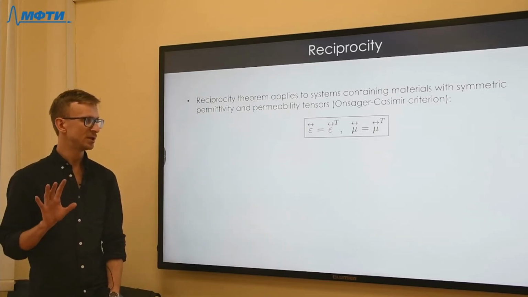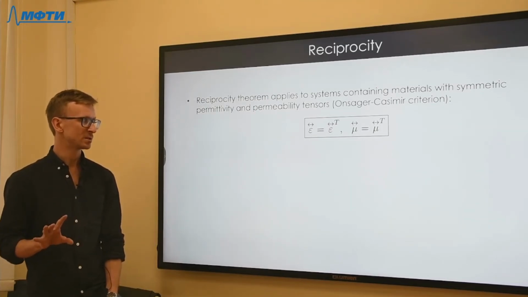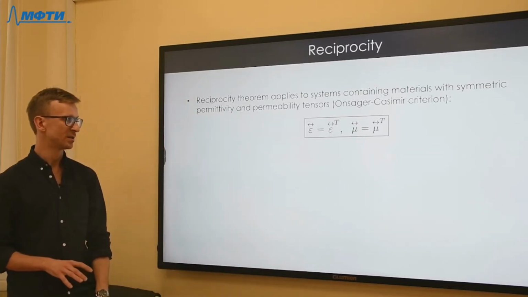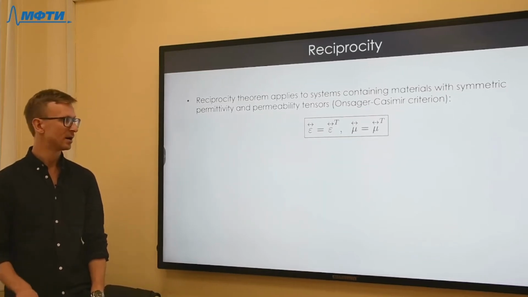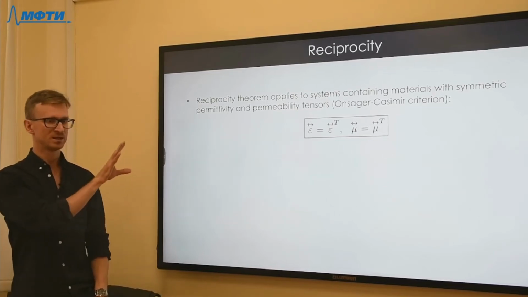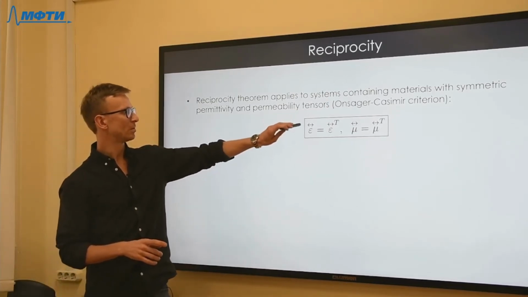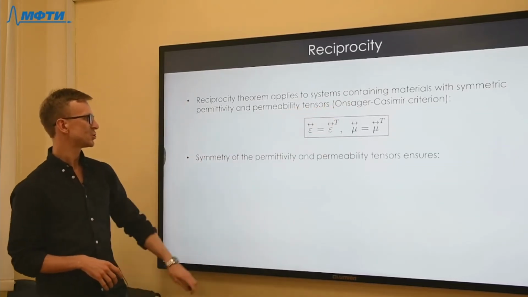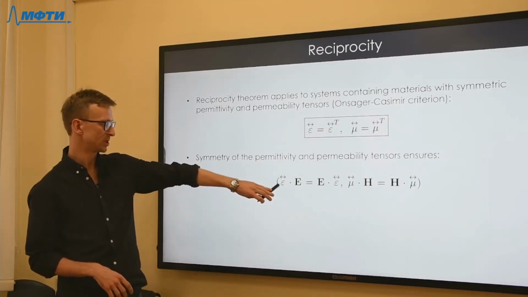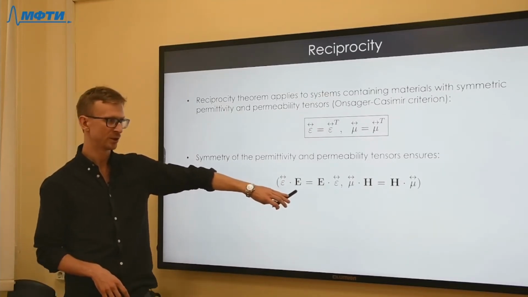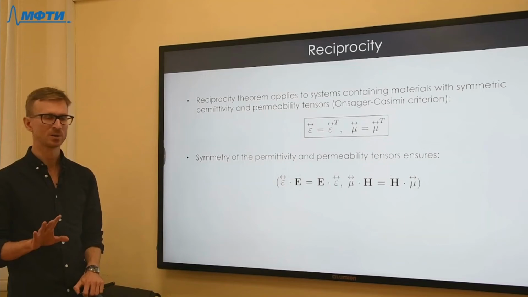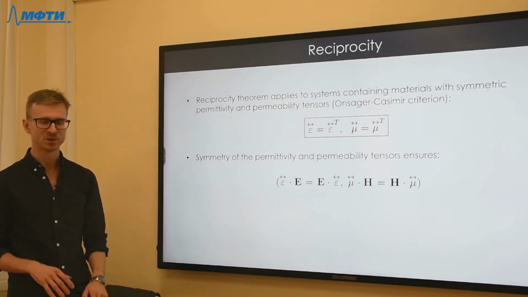The system is also linear, and the permittivity and permeability tensors satisfy the so-called Onsager-Casimir criterion, which says that the permittivity and permeability tensors are symmetric. Not Hermitian, as we had in the case of time reversal symmetry, but symmetric. This allows us to say that these two identities hold. Essentially, we can multiply the permittivity tensor by the electric field on the right or on the left, and the same is true for the permeability tensor. This is just a technical part which will help us to derive the property of reciprocity.